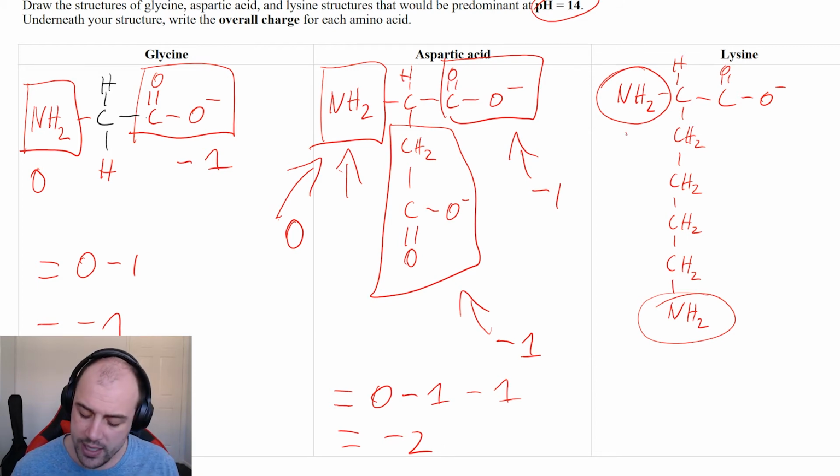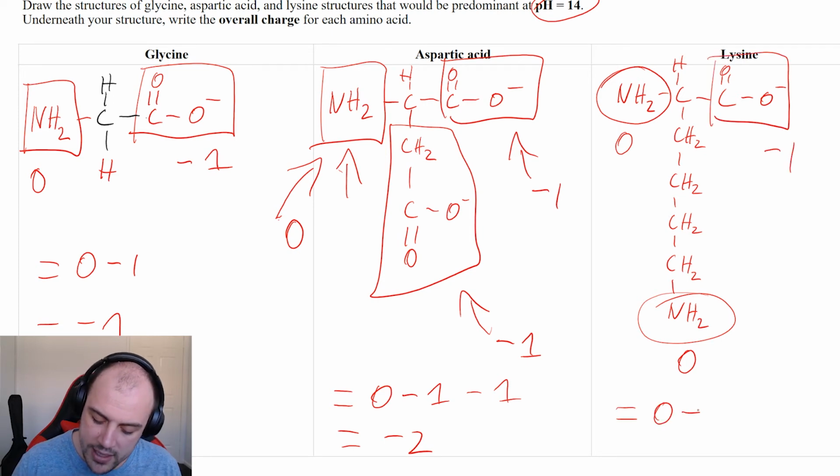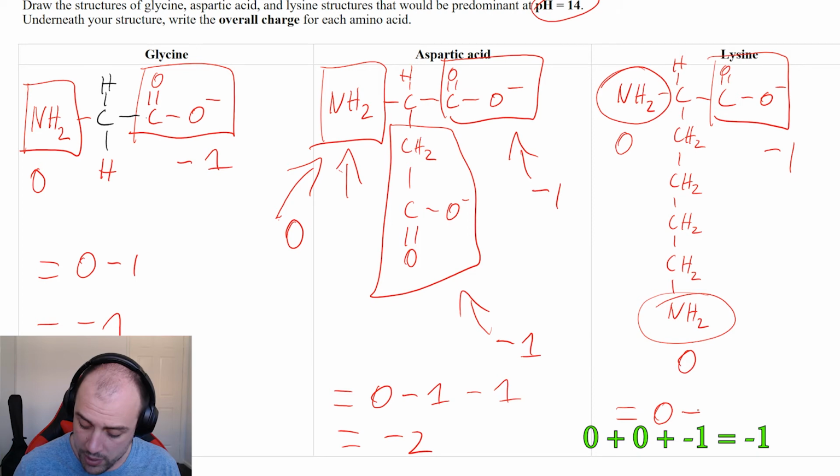Looking at our lucky last one here with lysine, again, our quaternary ammonium group here is going to be neutral. It's going to be 0. The R group is also going to be 0. And our carboxylate over here is going to be -1. So the overall charge is 0 plus 0 plus -1. It's going to be -1 overall. So that is how, by looking at the structure and taking into account the pH, we can determine the structure and charge of our amino acids.